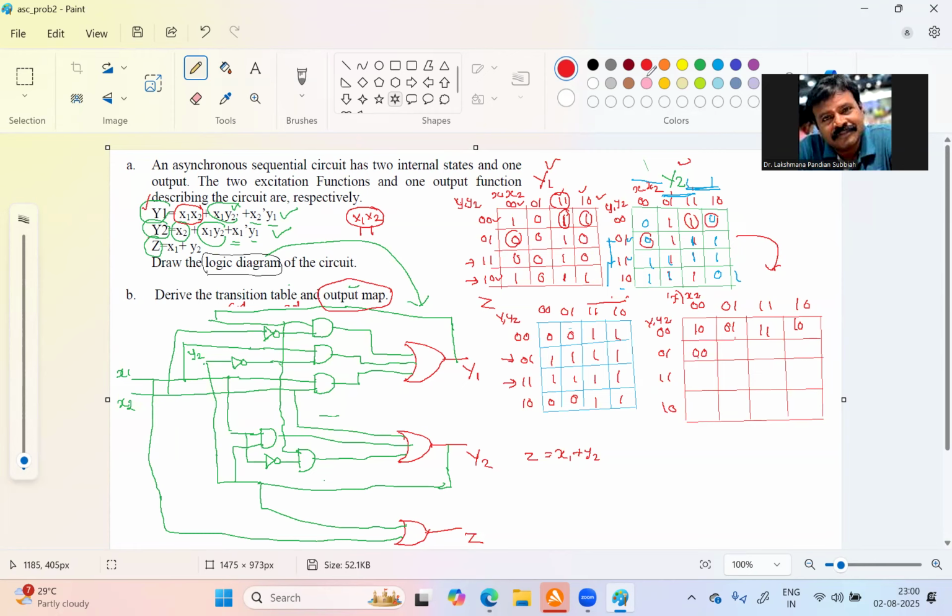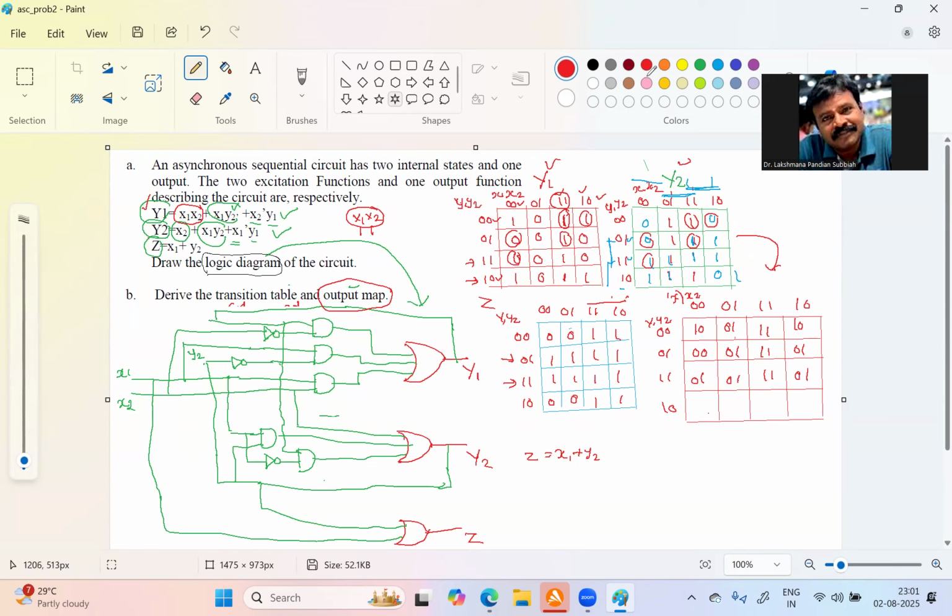Similarly 0 1. Next was 0 1. Then the corresponding cell 1 1, and then 0 1. Next is 0 1. Then next is 1 1. That is 0 1. So you have to put 0 1 here. And then next is also 0 1. Next is 1 1. Next 1 0. Next is 0 1, right? Next to 0 1. Correct?